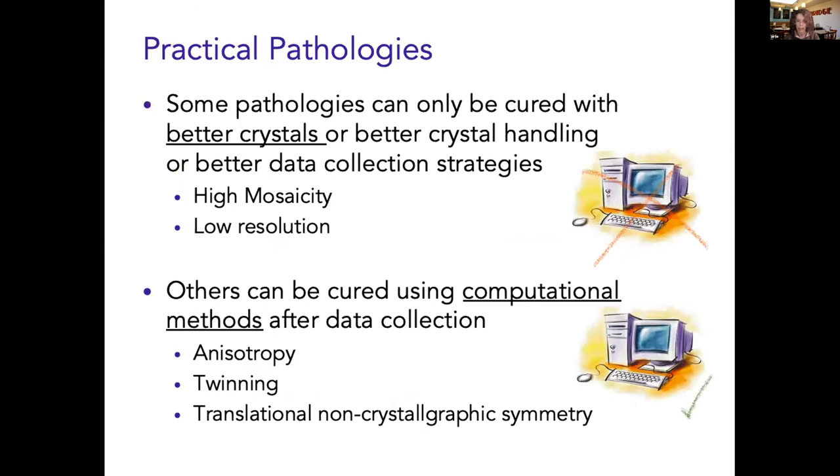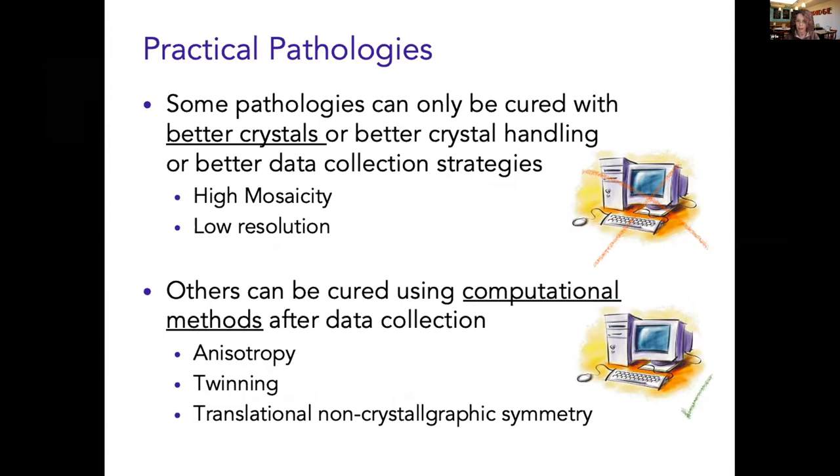I divide these into two categories. Some of them, high mosaicity and low resolution, are things that you can only really overcome by going back and growing better crystals, or perhaps better data handling, better cryocooling, better data collection strategies, really optimizing your experiment, because that's going to give you the best data for the later structure solution.